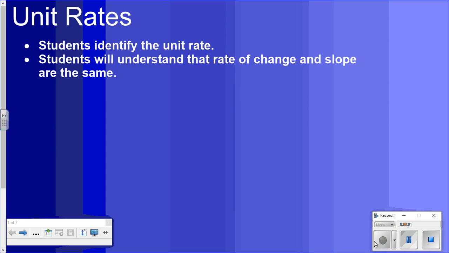In this lesson, we'll be talking about unit rates. By the end of the lesson, you should be able to identify the unit rate and understand that rate of change and slope are the same.